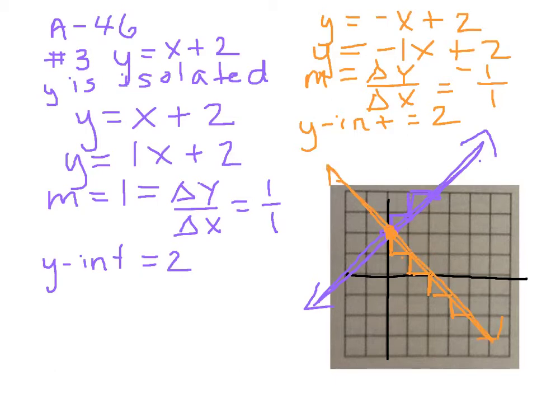And I can see that obviously my point of intersection is right there, and that point is 0, 2. You can see they both, in fact, had the same y-intercept, and it's my y-intercept that is my point of intersection. All right, that takes care of that one. I'm going to do one more for you.